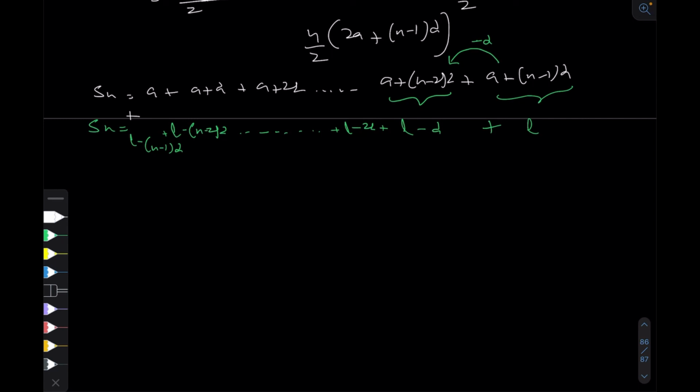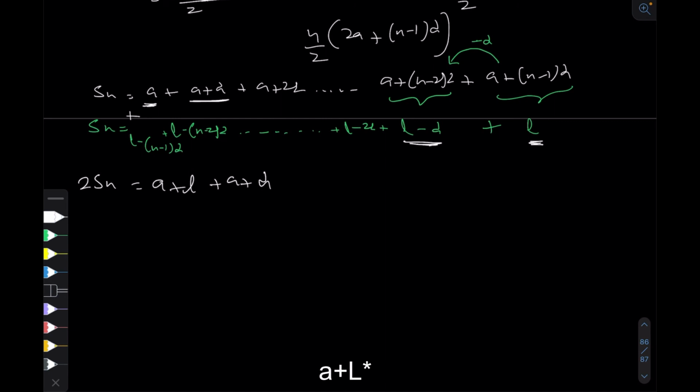If we add these two, so 2Sn, we can pair these terms such that after you add them, all you're left with is a and l. So if I take this a and pair it with this l, it becomes a plus l. And then if I take a plus d and pair it with l minus d, that's just a plus d plus l minus d. So really the d's cancel, and I can write this as a plus l, right? And this goes on for all of them.